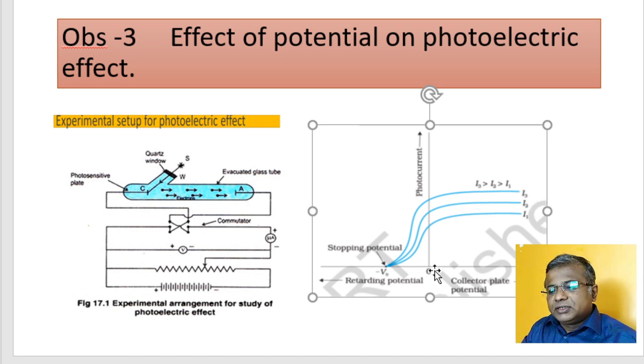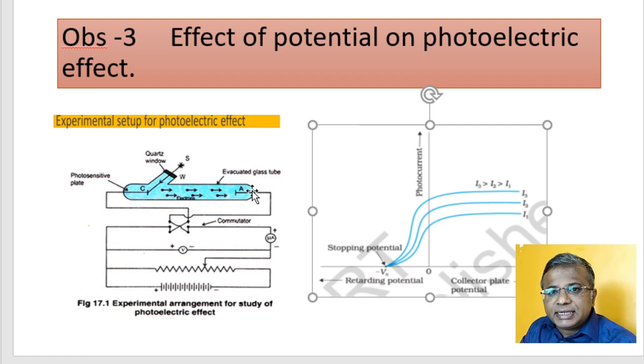From where can this intensity be increased? From this source over here. So what I am doing in the experiment now is taking the potential of this plate A towards the positive side, and then towards the negative side. What difference does it make? When the potential of plate A is positive, it will attract the electrons, and these electrons will slowly start moving, and then you have this photocurrent over here.